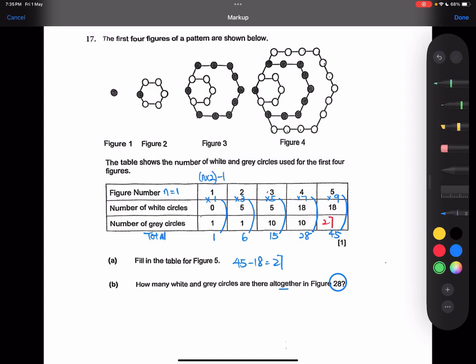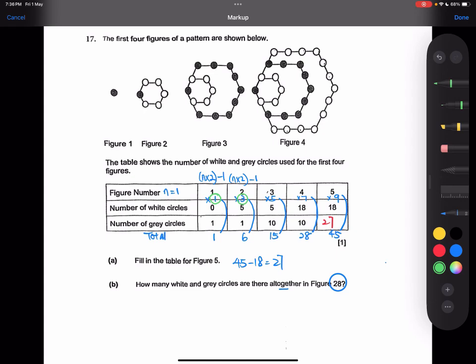Let's test it out. n times 2: 1 times 2 is 2, 2 minus 1 is 1. Is it the same? Yes. And this is also the same, n times 2 minus 1, and n is 2 in this case. So 2 times 2 is 4, 4 minus 1 is 3, which is what we have here. So it works for every single one.